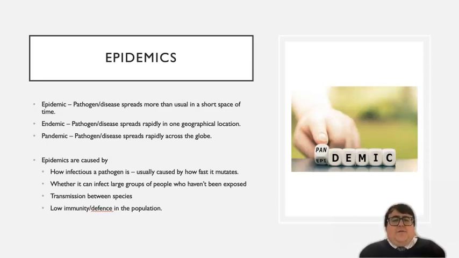Generally, an epidemic itself, so something spreading faster than we expect, is going to be caused by how infectious a pathogen is. So generally that's going to be caused by how fast it can mutate, whether it can affect large groups of people that haven't been exposed, can it transmit between different species, and is there a low level of immunity or defence in the population? Which is why, if you think back to our lockdown, specifically in South Australia, we were desperately locking down, trying to keep up until enough people were vaccinated, so we didn't have that low immunity or low defence in the population.